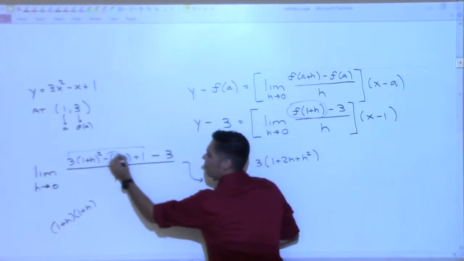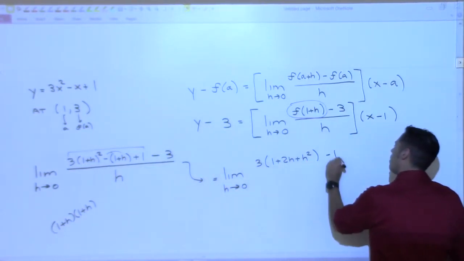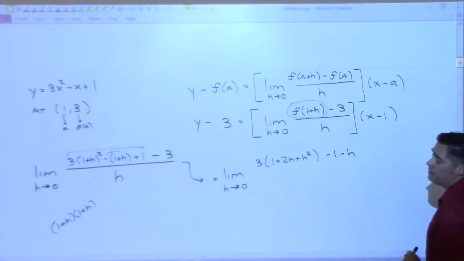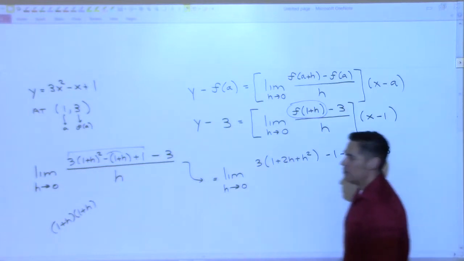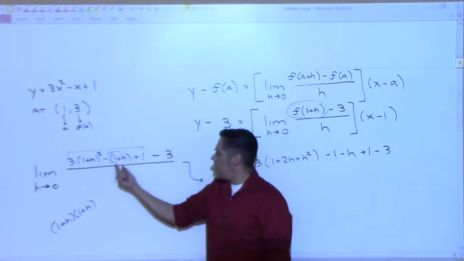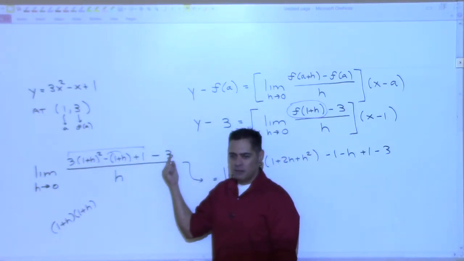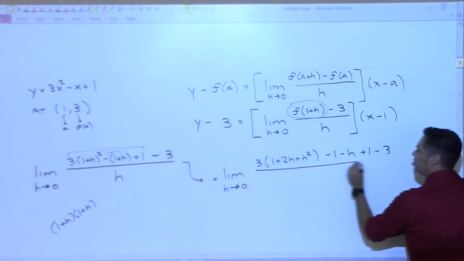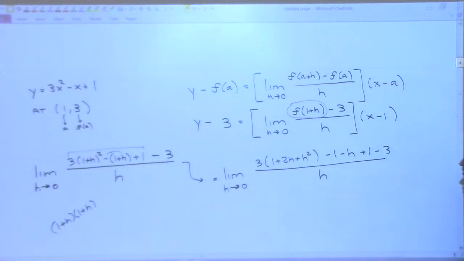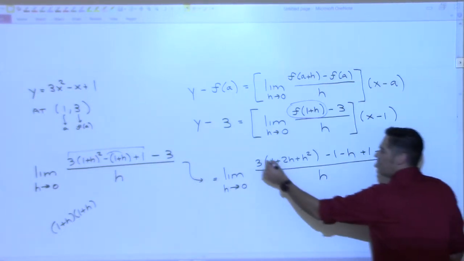How about this? Here and here. So minus 1 minus h, and I still have plus 1 minus 3, right? All of this over h. Now the 3 gets to go.